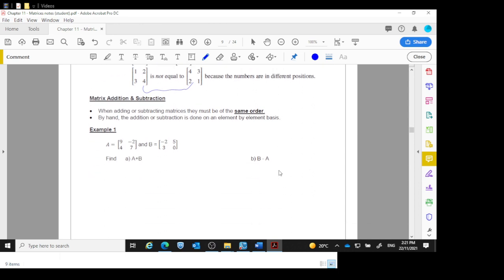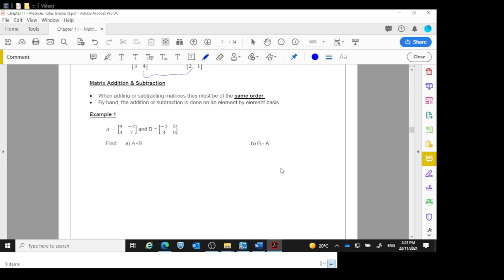Adding and subtracting matrices. Before we can add or subtract them, they must have the same order, and then we can add or subtract them. So here we've got a 2 by 2 matrix, that's matrix A. We've got a 2 by 2 matrix, that's matrix B. 2 rows, 2 columns for both of them. So A plus B, this is going to be 9, negative 2, 4, 7 plus negative 2, 5, 3, 0.